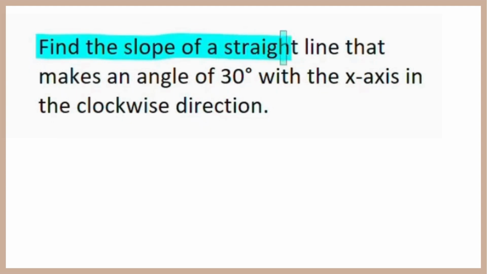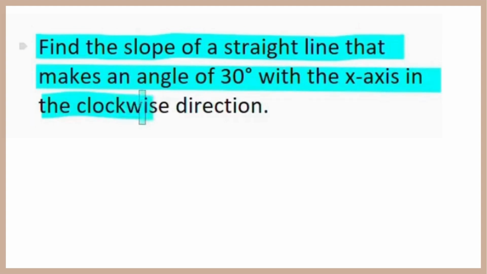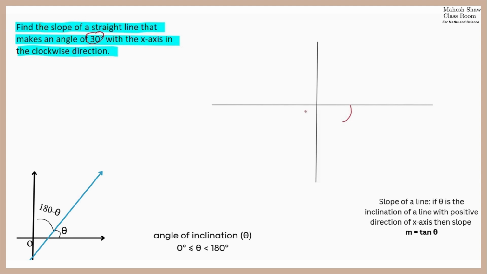In question 10, it says find the slope of a line that makes an angle of 30 degrees with the x-axis in the clockwise direction. So let me show you the plane first. And here the line is making an angle of 30 degrees. Right? And it's making 30 degrees clockwise, so the clockwise is this. So this angle is 30 degrees. The angle is given as 30 degrees and it is measured clockwise.